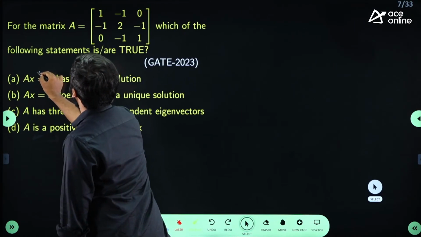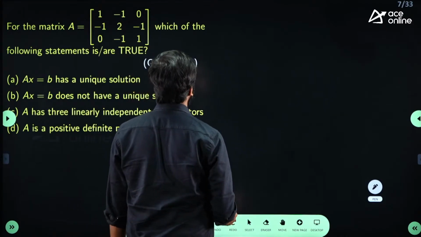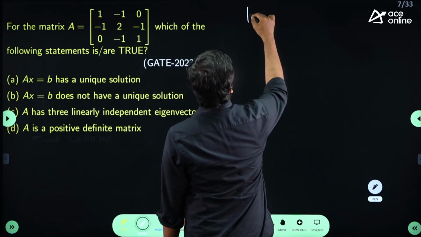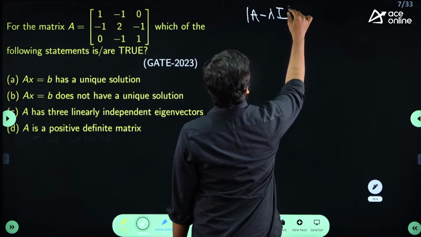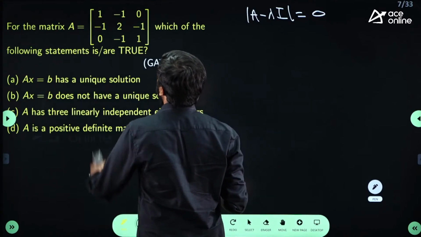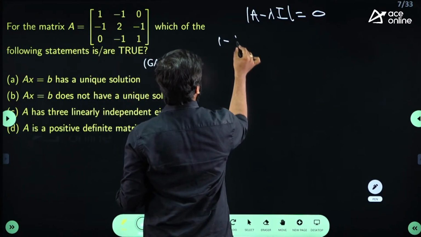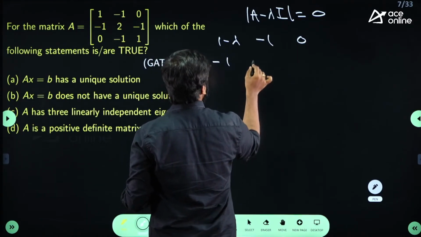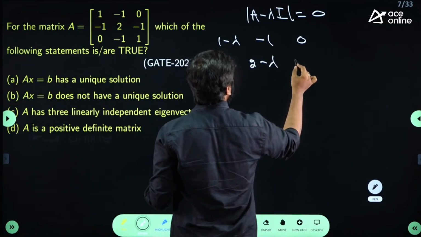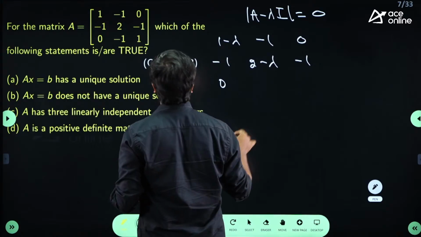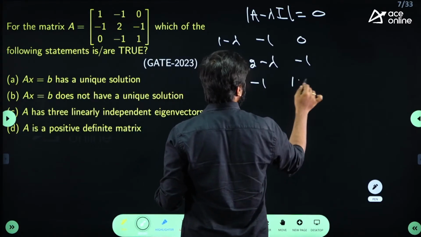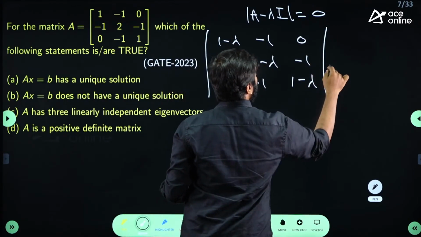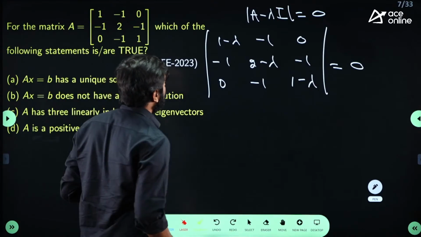Let's try to find its eigenvalues. So how do you find the eigenvalues? The procedure is you get the characteristic equation. So what's the characteristic equation? It's the determinant of A minus lambda I equal to 0. So come on, get that matrix: 1 minus lambda, minus 1, 0; minus 1, 2 minus lambda, minus 1; 0, minus 1, 1 minus lambda. So you need to find the determinant of this and equate it to 0. So come on, let's find this.